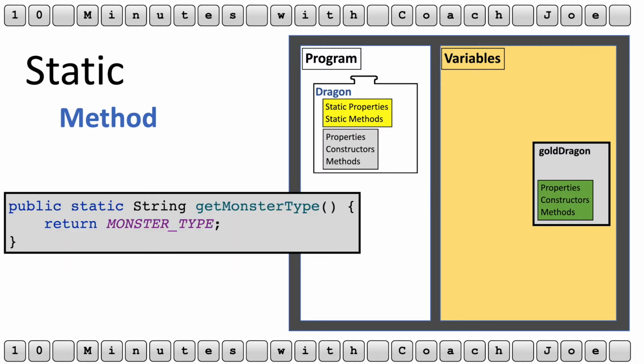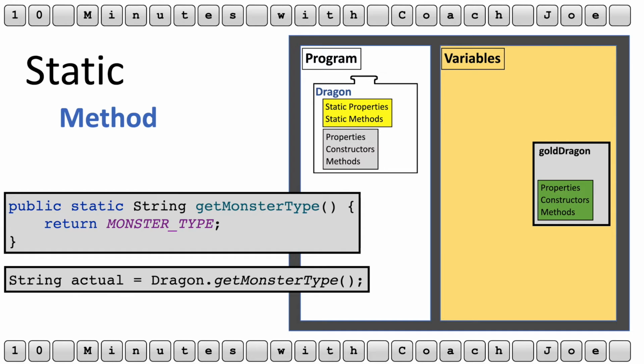The static method looks like this in code. There is an access modifier, the keyword static, and a return data type and method name. Any parameters will go inside the parentheses, and the code is inside the curly braces. Here is an example of getting the value from a static method.